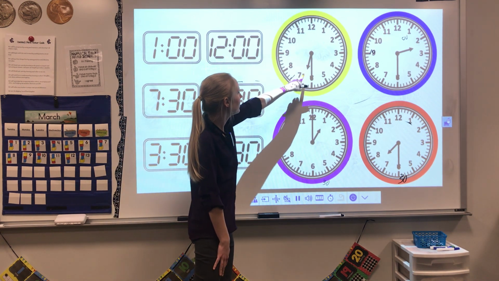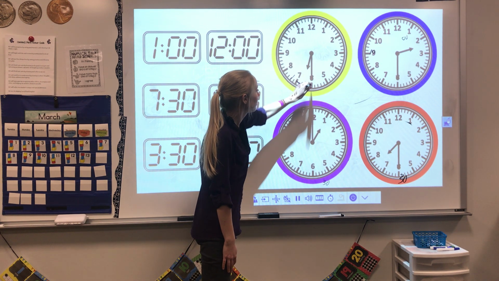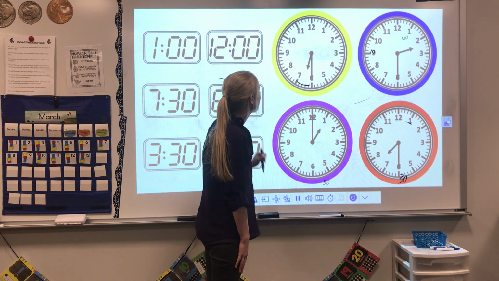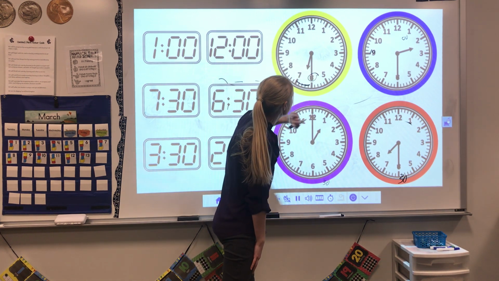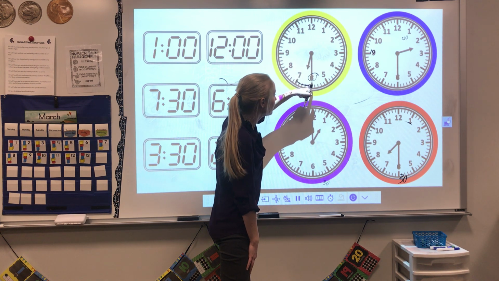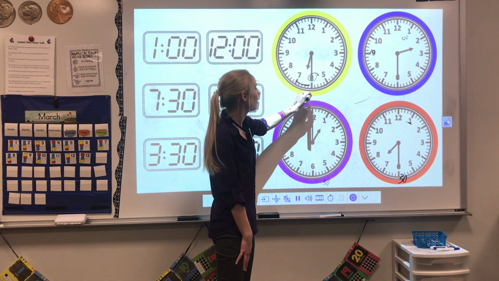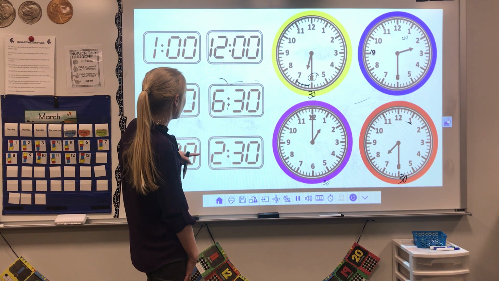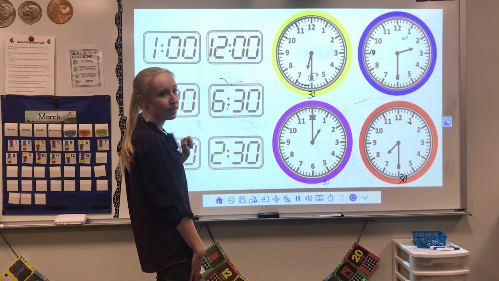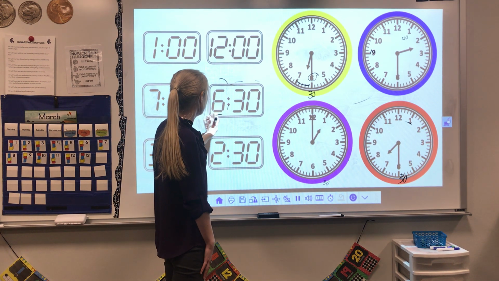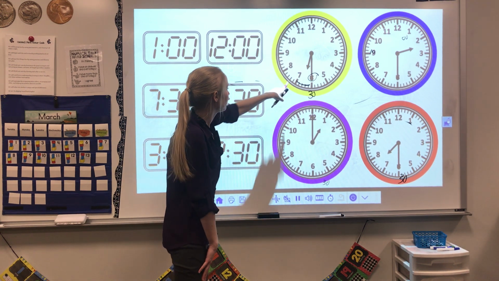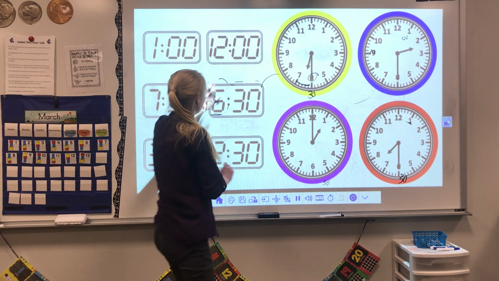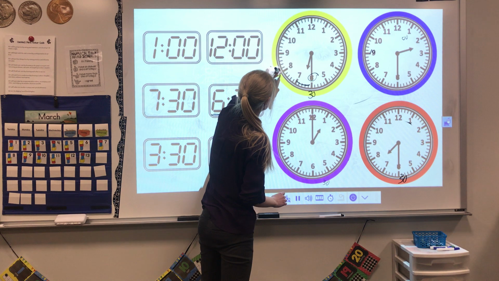The hour hand is in between the 6 and the 7. If it's not quite on the 7, it has to be 6 something. Let's look at our minute hand. The minute hand's on the 6, again that is 30. So it has to be 6:30. Which clock over here, let's start with our hour, has 6 as the hour? Looks like this one right here. That says 6:30, that matches with what I said over there. So these match.